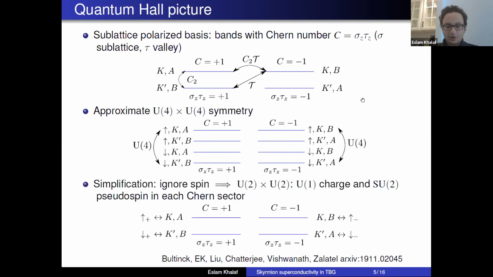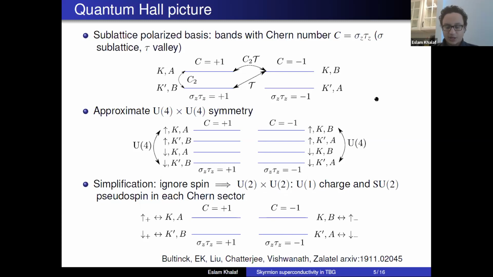For the rest of my talk, I'll consider a simplified version of this model, which is to ignore the spin. So now we have a U2 times U2 symmetry, and this U2 times U2 symmetry can be understood as an independent U1 charge conservation in each Chern sector, and also independent SU2 pseudospin conservation in each sector, where we introduce this pseudospin variable that just distinguishes these 2 bands.